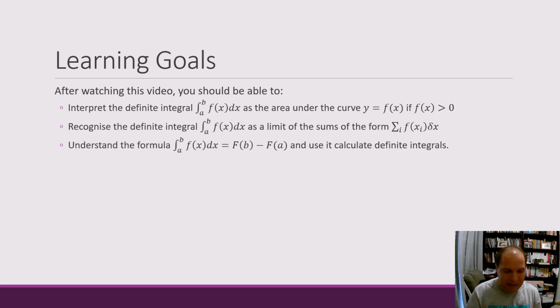So we want to interpret the meaning of the definite integral, shown there, as the area under the curve y equals f of x. We want to see and recognize the definite integral as the limit of sums of all of those rectangles, and we want to understand the formula that the integral from a to b of f of x is the antiderivative of f at b, subtract the antiderivative of f at a, and use it to calculate definite integrals. Like I said, very wordy, but the goal of this video is to not just really know those things, but to understand them and actually know what they mean.